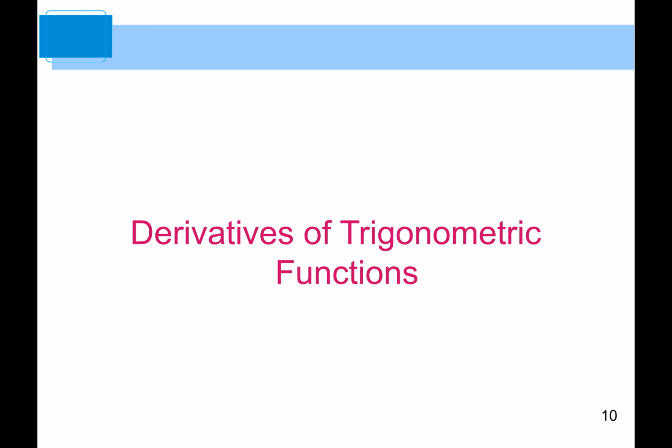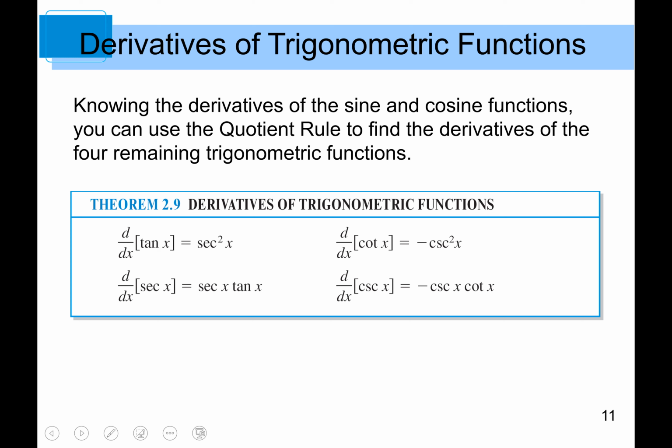So let's also take a look at the derivatives of trigonometric functions. Knowing the derivatives of sine and cosine, you can use the quotient rule to find the derivatives of the remaining four trigonometric functions, right? As you see, the derivative of sine x is cosine x, and the derivative of cosine x is negative sine x.